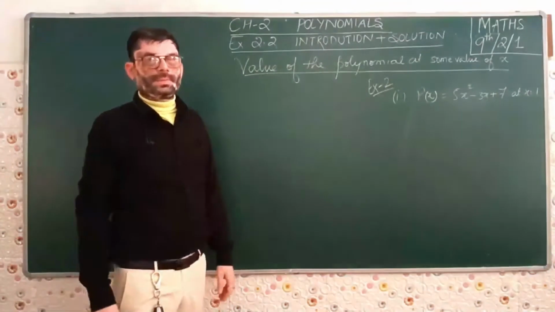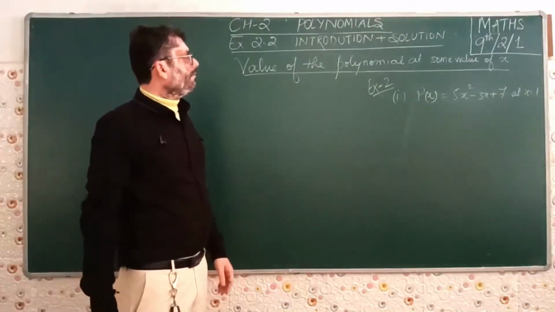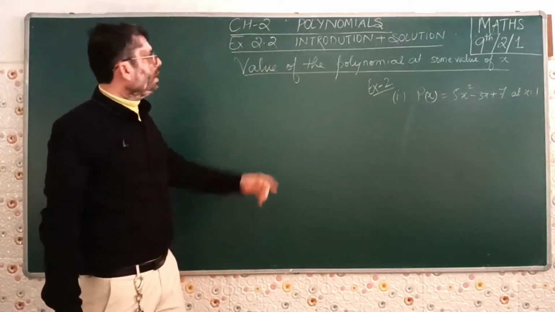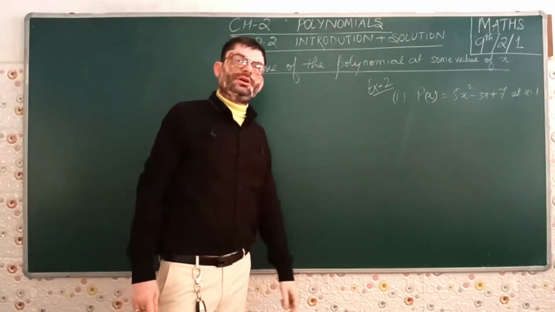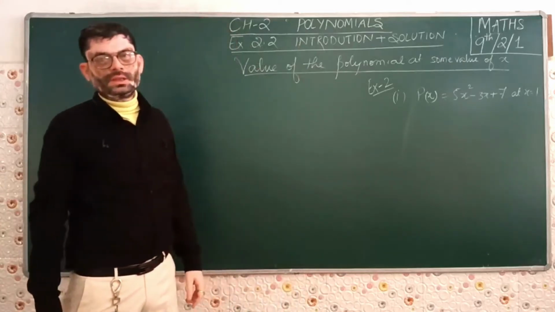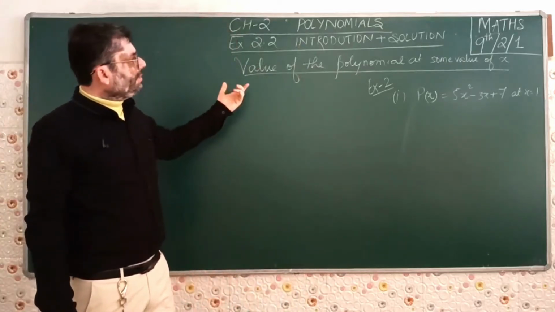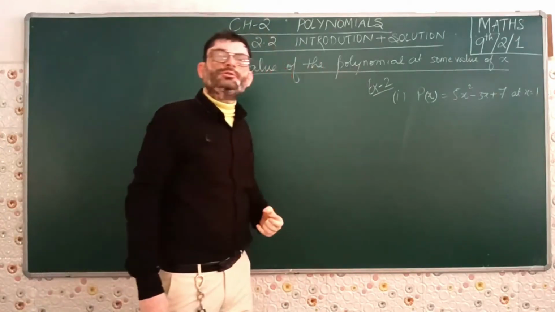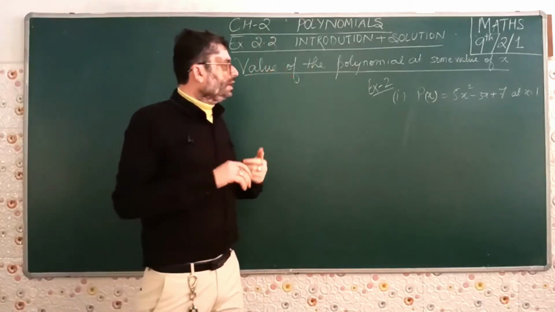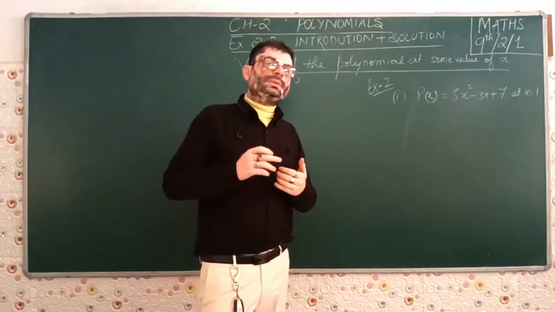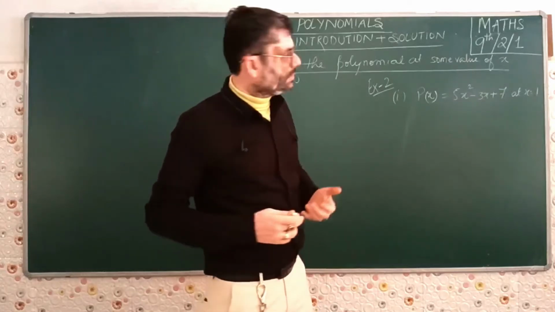Hello students, in this session we will be dealing with the introduction and solution for exercise 2.2 of chapter 2, polynomials, from your class 9 NCERT textbook mathematics. Here we will be learning to find the value of the polynomial for some value of x. That means for different values of x the polynomial will have different values.